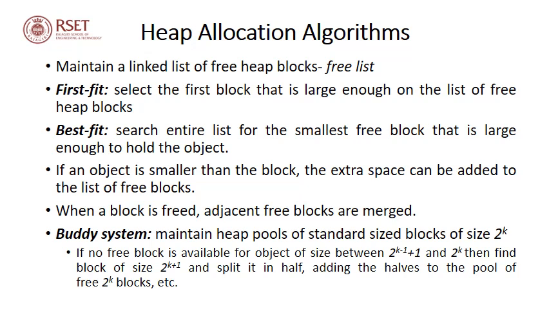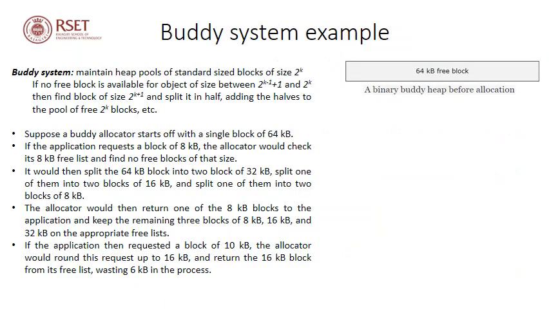Now we have two more algorithms. One is the buddy system and the other is the Fibonacci heap. We'll see each one of them with examples. Now we'll start with the buddy system. We will start with an example. Suppose a binary buddy heap has a 64 KB free block. The entire heap is free and it is added to the free block, and it receives a request from an application for an object of size 8 KB. So it now needs an 8 KB free block.